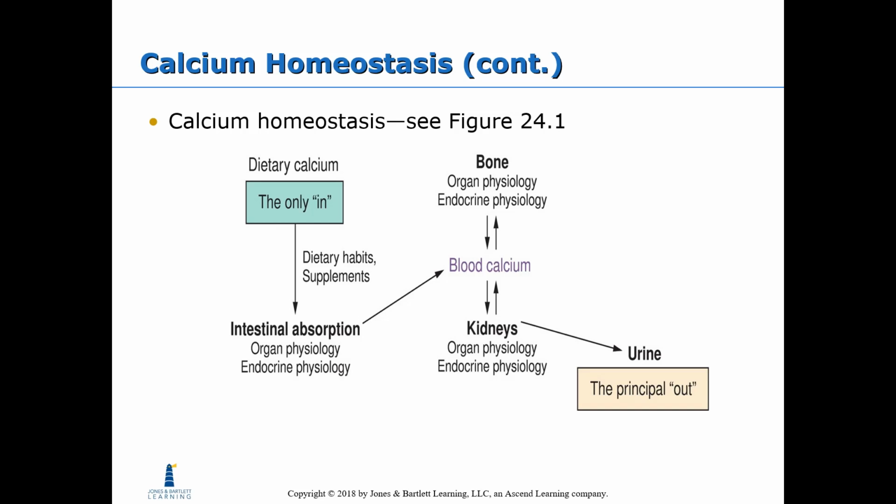So this is a diagram showing calcium homeostasis. Dietary calcium is the only way that we can get it into the body. Either we eat it directly in the diet or take supplements. Then we have intestinal absorption, and then we have our blood calcium levels. From our blood calcium levels, it's then either deposited in the bone or it's excreted as a waste product through the kidneys.